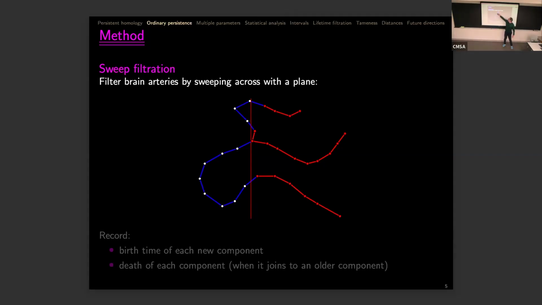And now what's going to happen when you get to this maximum is that this connected component at the top will join to the connected component beneath it. There we go. Now it joined.